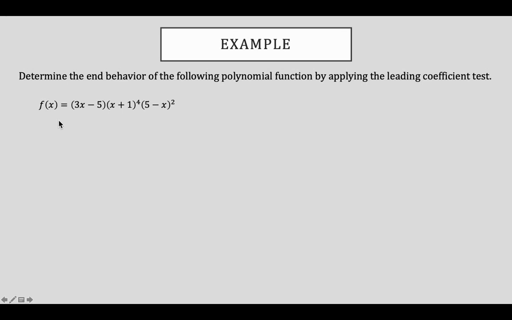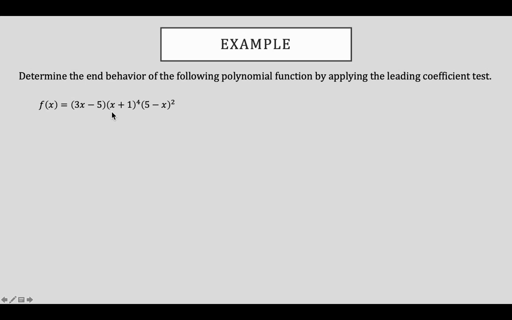Here we have the function f of x is equal to 3x minus 5 times x plus 1 to the fourth power times 5 minus x quantity squared. Determine the end behavior of the polynomial function. Now, one thing to recognize here is that, yes, this is a polynomial function, but it's actually written out in factored form. These are each of the individual factors. We have 3x minus 5 times the quantity x plus 1 to the fourth times the quantity 5 minus x squared. This is the factored form of this polynomial.